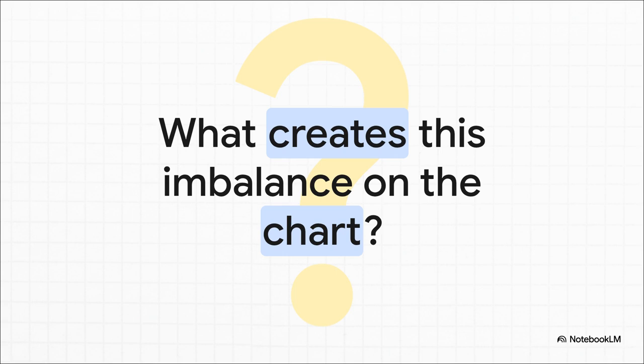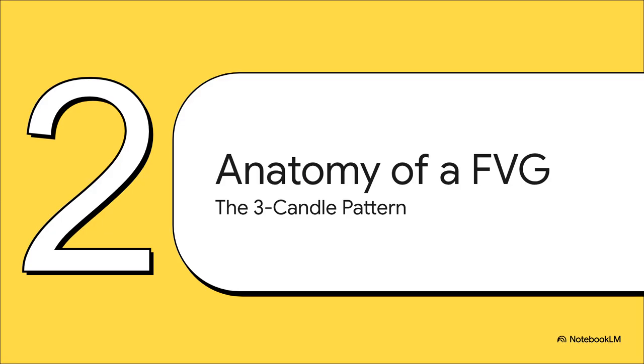But how does this imbalance actually appear on our charts? What does it physically look like when we're looking at candles? It all comes down to a really simple, repeatable 3-candle pattern. And I'm not kidding, once I show you this, you'll never be able to unsee it. So let's break down the anatomy of how to spot one right now.